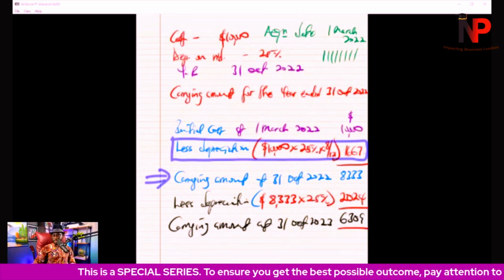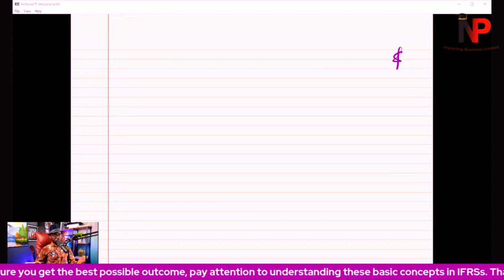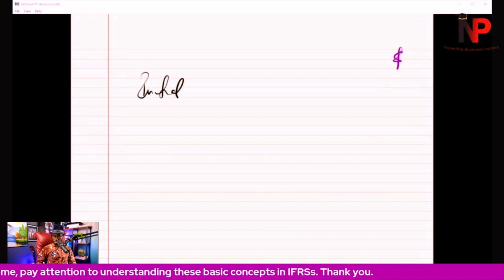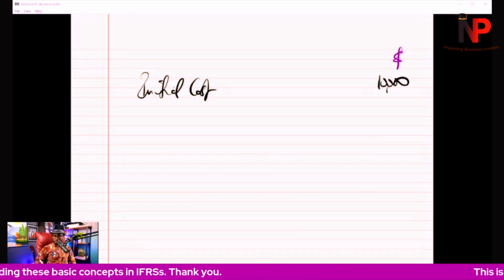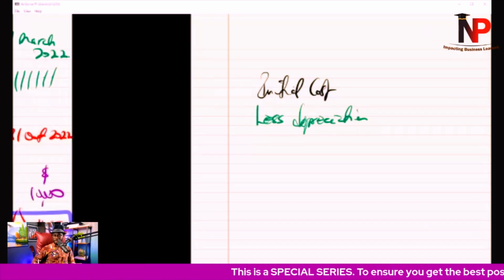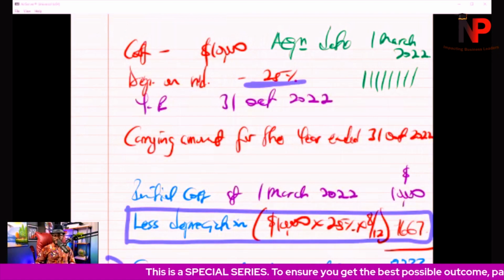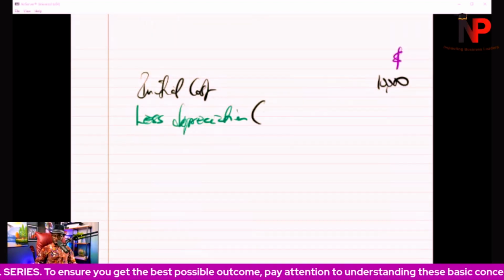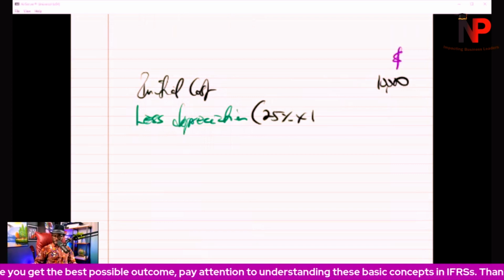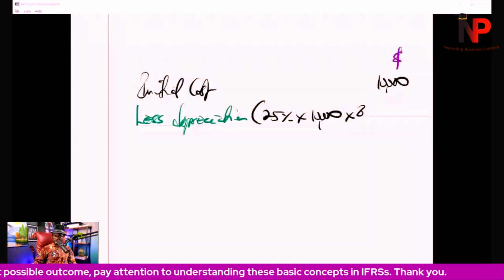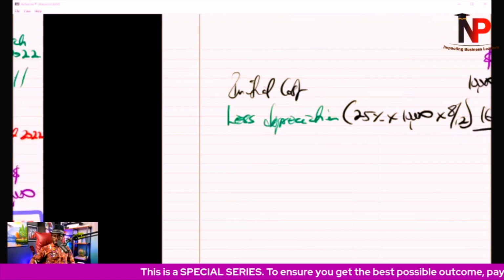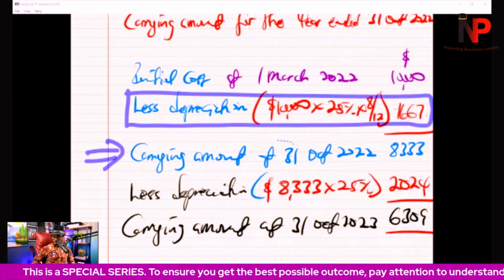Now, if we were using straight line method, it would have been a different story if the same question, but it's a straight line method. So we're going to have the initial cost still coming up as 10,000, but we're going to less the depreciation. Again, I'm assuming that the percentage here is the same, but it's a straight line method. So that way we're going to have 25% on the 10,000 times 8 over 12. Fortunately, it's going to be the same answer, 1667. And so the carrying amount is going to be this figure.